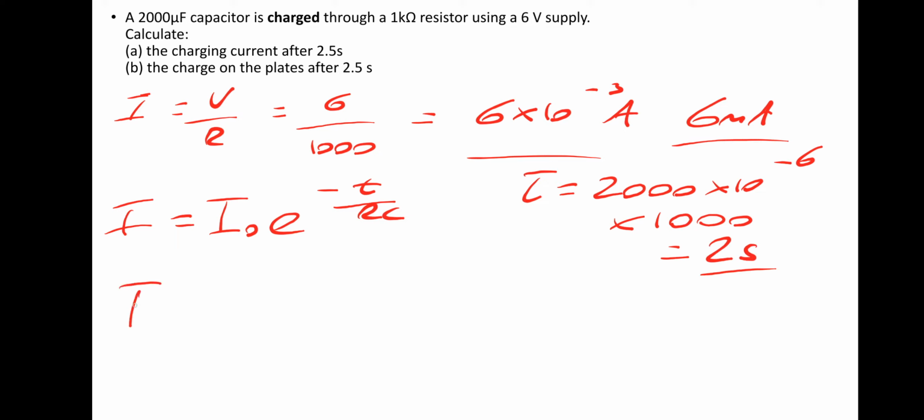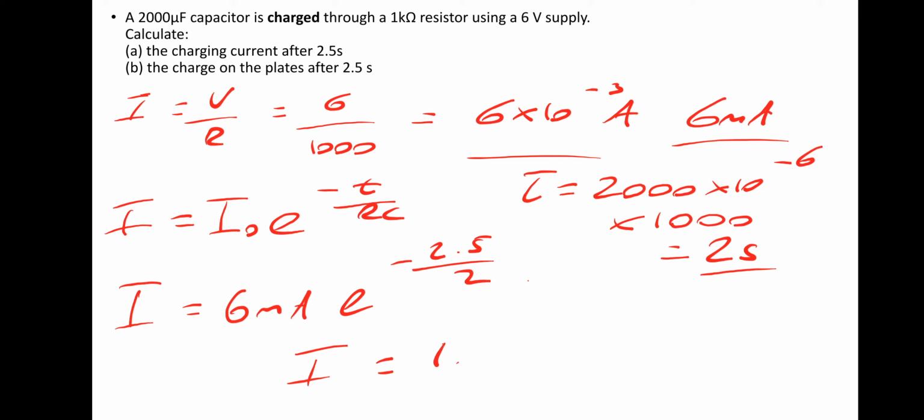So now let's calculate current. Current is equal to the max current, which we got to be 6 milliamps, multiplied by e to the minus t, which is 2.5 seconds, divided by the time constant of 2 seconds. If you put that in your calculator, you will get a charging current of 1.72 milliamps. Hopefully that didn't catch you out. If you got that right, well done. Now let's finish off with the charge on the plate after 2.5 seconds.